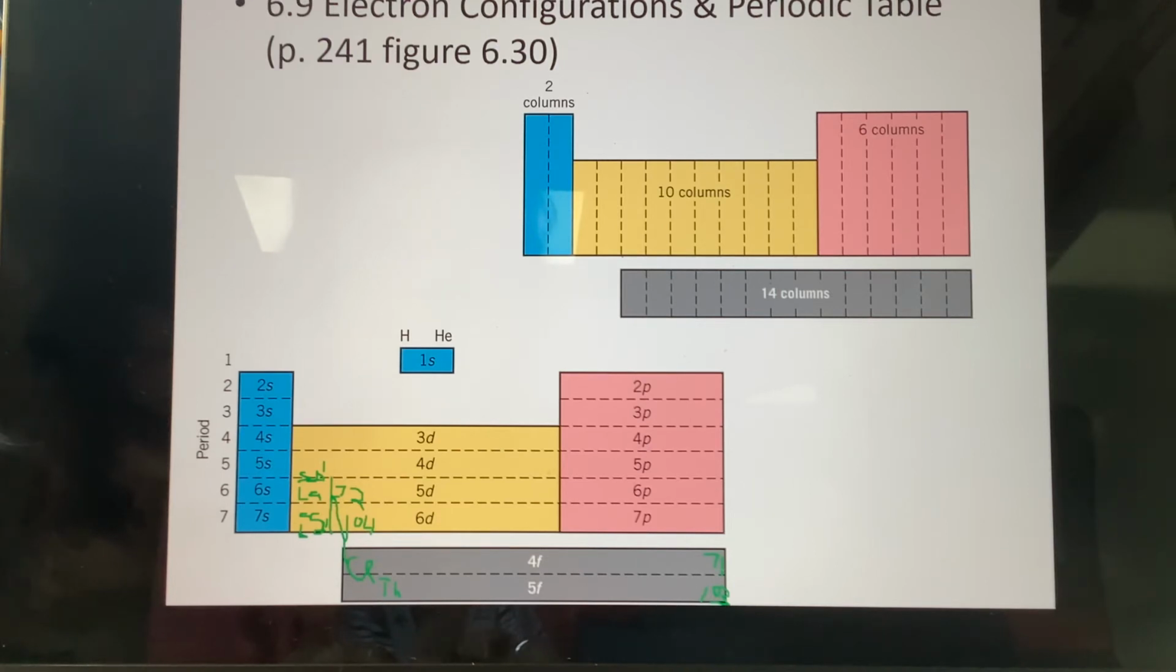Now if you're going all the way through the f's and going to do an element up here in these d's, or these 5d's or 6d's, then you don't have to separate lanthanum or actinium out. You can just do, after 6s, do 4f14, and then 5d whatever, or 7s2, 5f14, and then 6d whatever. So you only need to worry about lanthanum and actinium if you're going to stop in one of those f rows. And again, well, let's go on to the next slide.